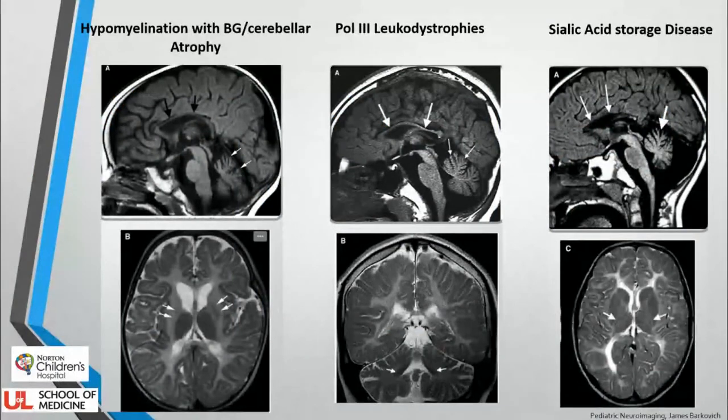These are examples of the three conditions. Sagittal images on top showing thin corpus callosum and cerebellar atrophy, seen as prominence of the vermian fissures. Image below on the left shows basal ganglia atrophy. And all the three images show abnormal bright signal in the white matter from hypomyelination.